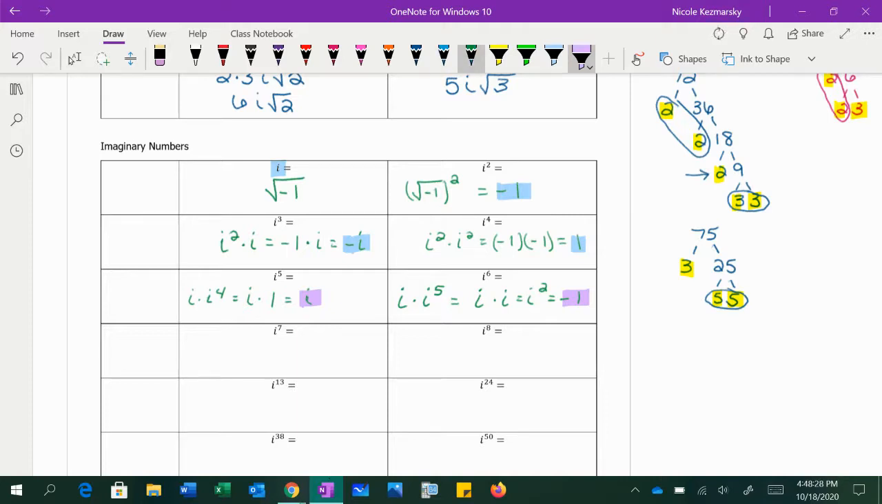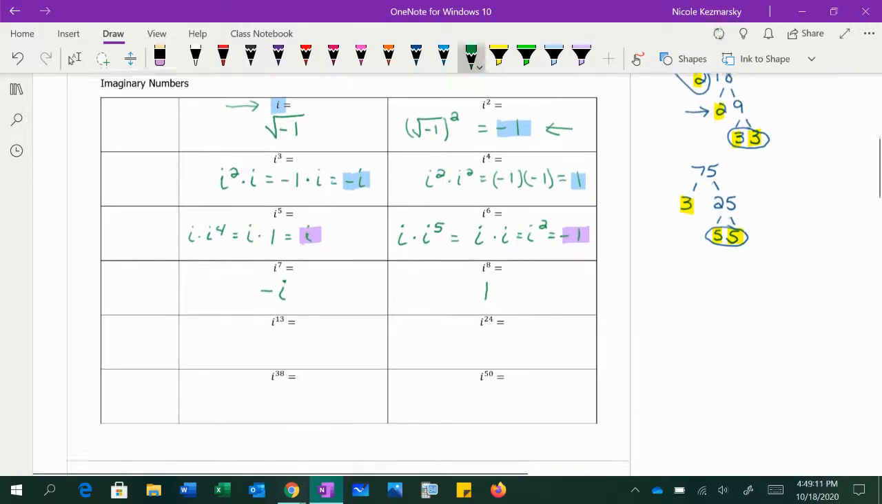So if this pattern is repeating, that means that i to the 7th is going to be the same as i to the 3rd. So i to the 5th was the same as i, which is where we started up here at the top. i to the 6th was the same as i to the 2nd, which was this -1 right here. So then i to the 7th is going to be the same as i to the 3rd, which is -i. And i to the 8th is going to be the same as i to the 4th, which is +1.